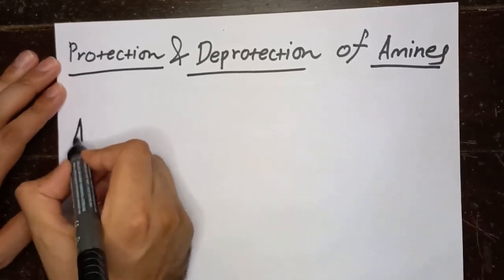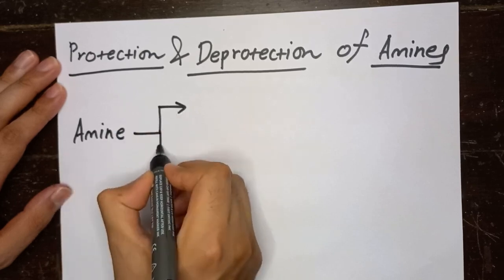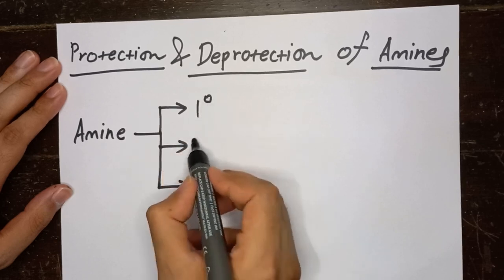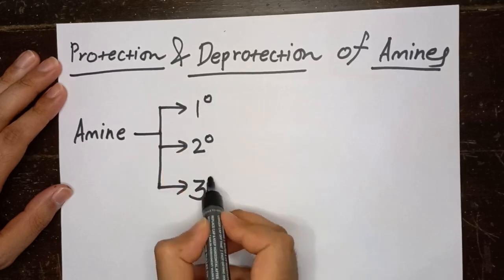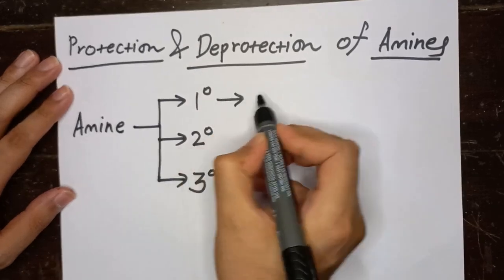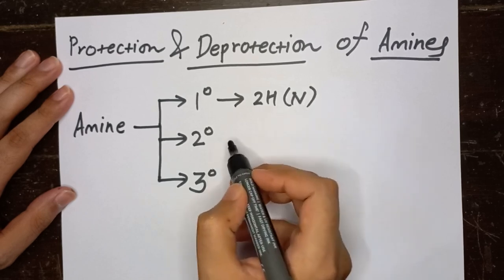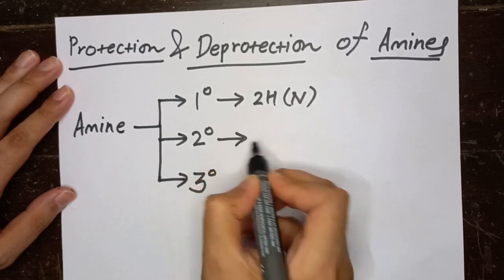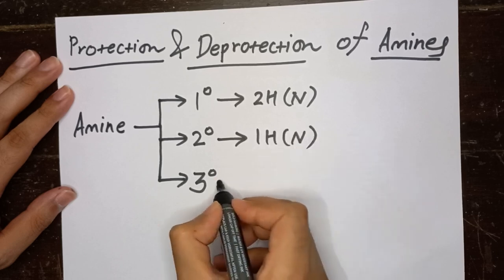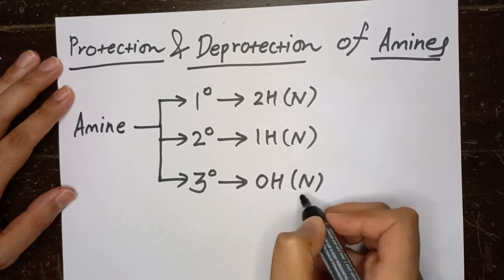So we have a total of 3 types of amine group. We have 1 degree amine, 2 degree amine and 3 degree amine. In 1 degree amine we have 2 hydrogens attached to the nitrogen atom. In 2 degree amine we have 1 hydrogen attached to nitrogen. And in 3 degree amine we have 0 hydrogen attached to nitrogen.